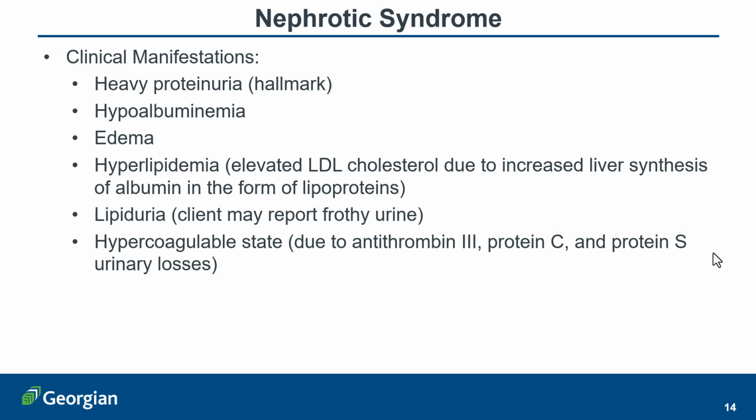Consequently, in the nephrotic syndrome, it can result in a hypercoagulable state. Individuals with nephrotic syndrome may be more prone to thrombosis. That's what we mean by a hypercoagulable state. Why? Because of the loss of the natural anticoagulants at the glomerulus. They are all proteins, remember.